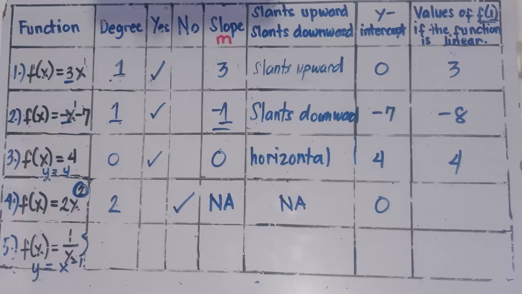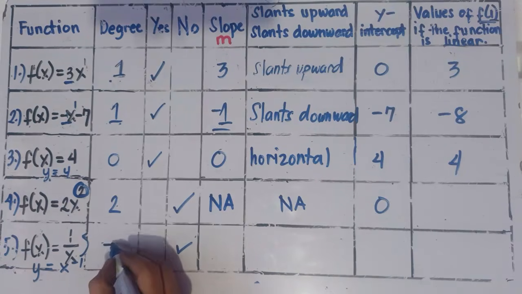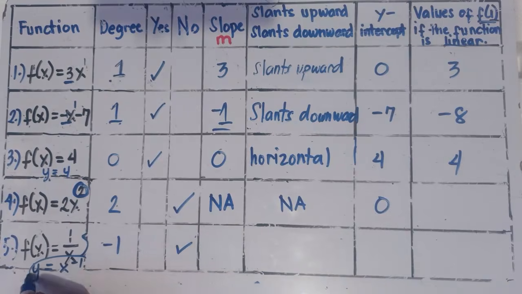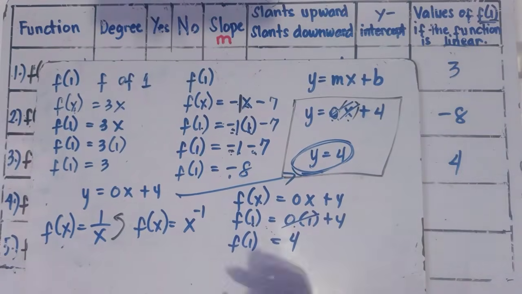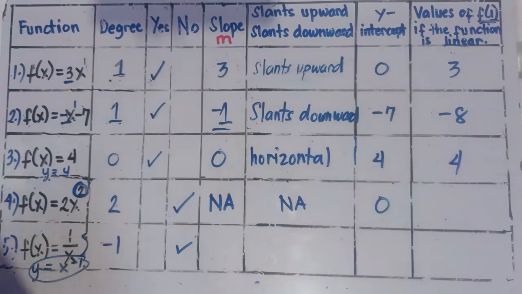Nope, this is not a linear function. So our answer is no. And then the degree would be negative 1. Once again, class, if we put this on the numerator, the degree will become negative 1. So the degree is negative 1.